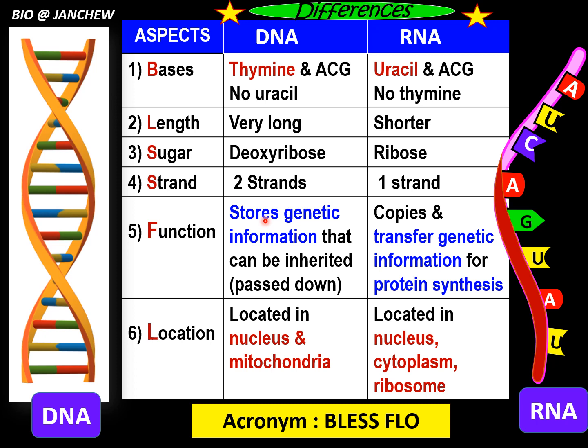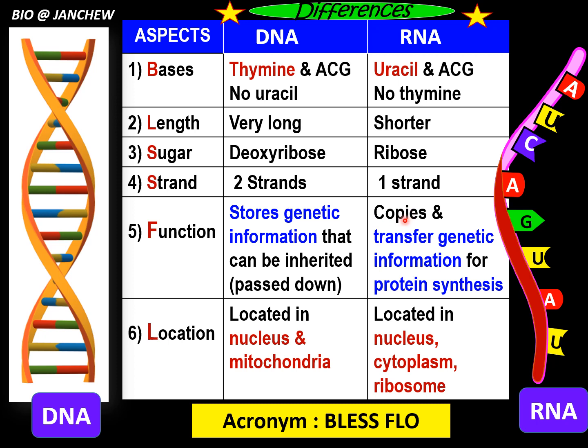Function, DNA stores genetic information that can be inherited or passed down to the offspring, from the parents to the offspring. So inherited means boleh diwarisi, can be passed down. Now, the genetic information is stored in the sequence of bases here, and we will study that in the next video. So this information can be passed down to the offspring through the sperm and the ovum from the parents.